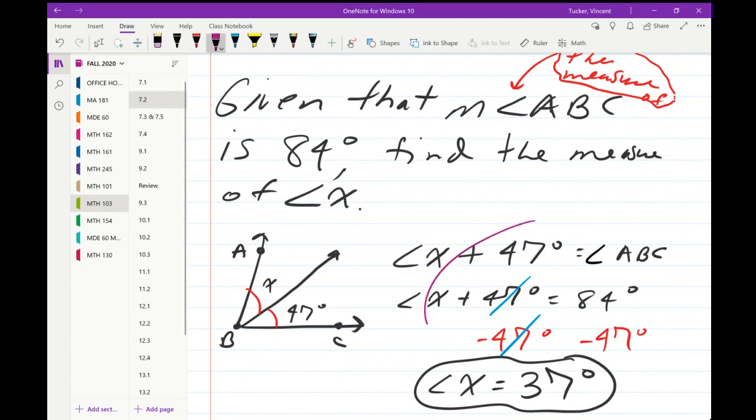So once again, whether you set it up as an equation or not is not that big a deal as long as you know how to find the answer. And all we had to do was take 84 and minus 47 from it to figure out what X is. You know this whole thing is equal to 84 degrees. You know 47 of it, subtract it from that 84 degrees to find what X is.